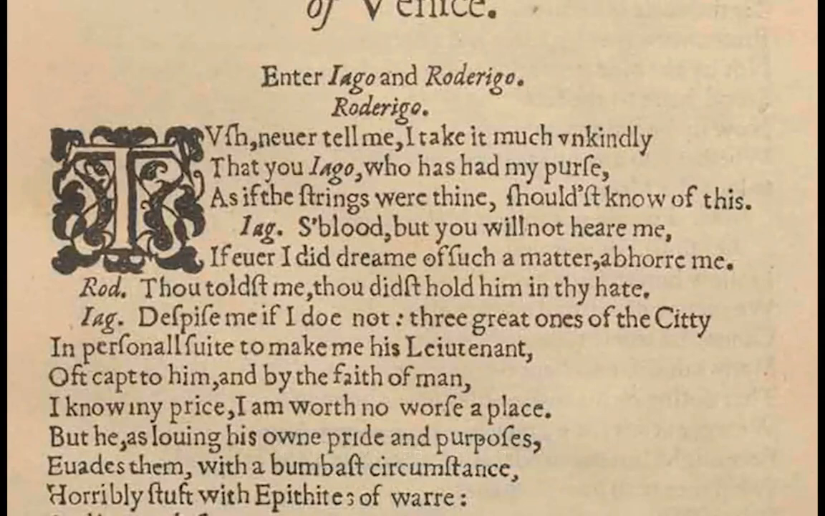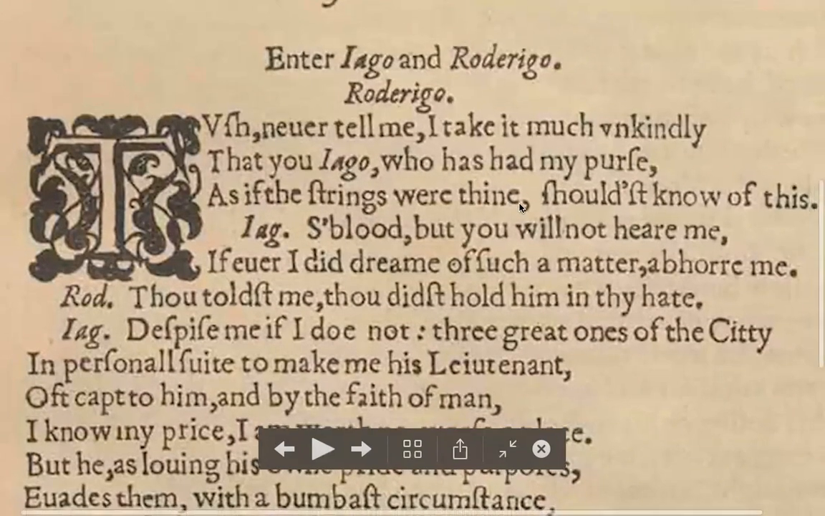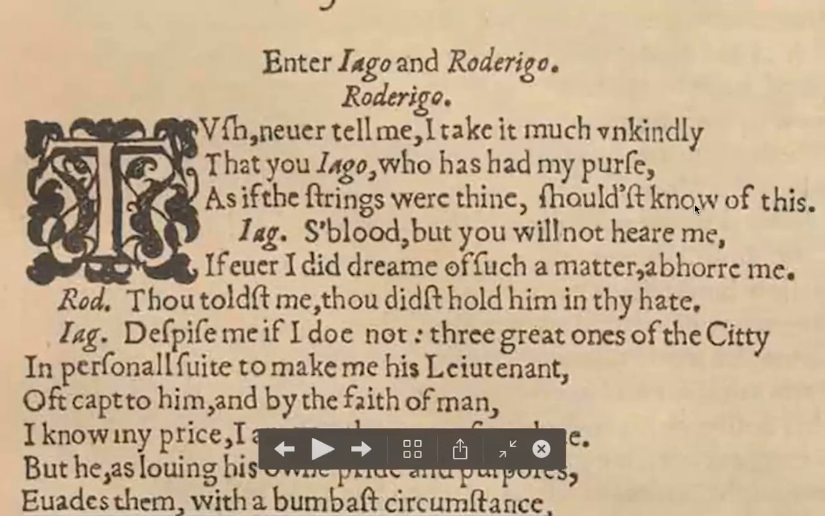But the spelling is quite different. So remember, they use U for a V and that kind of thing. So this begins with that letter T, "Tush. Never tell me, I take it much unkindly that thou, Iago, who has had my purse, as if the strings were thine, shouldst know of this."